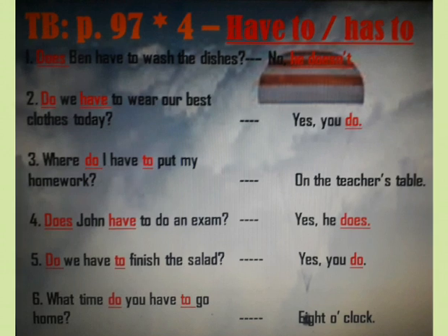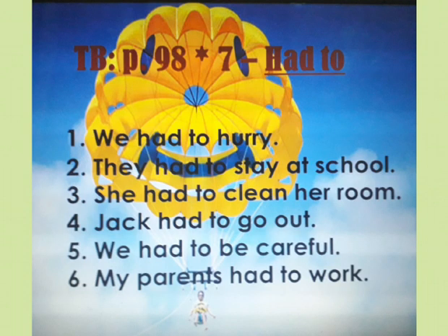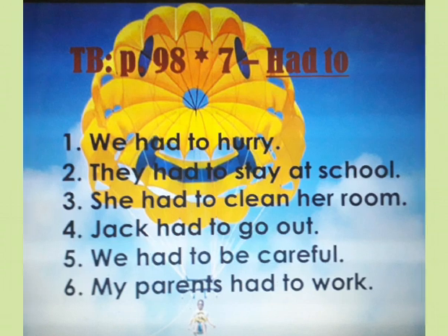Then let's move on to page 98. On page 98 is the past form of have to, which is had to. We use it to talk about things that were necessary. Must does not have a past form, so use had to. Let us answer exercise number 7. Rewrite the sentences in the past tense.